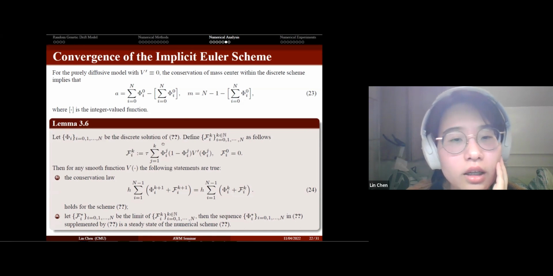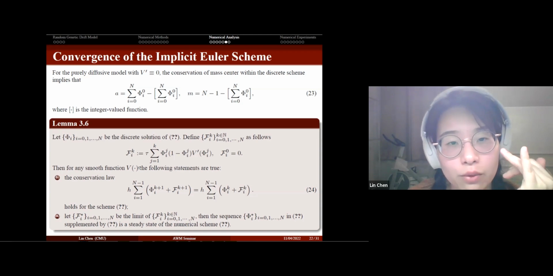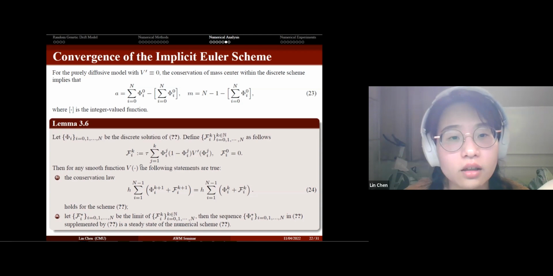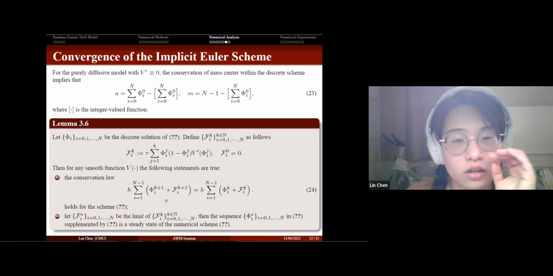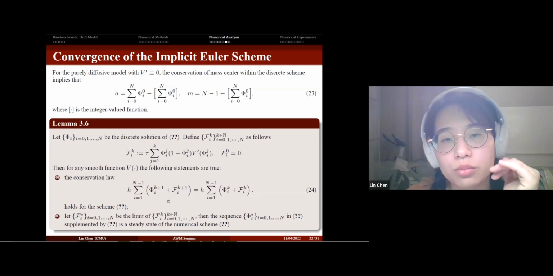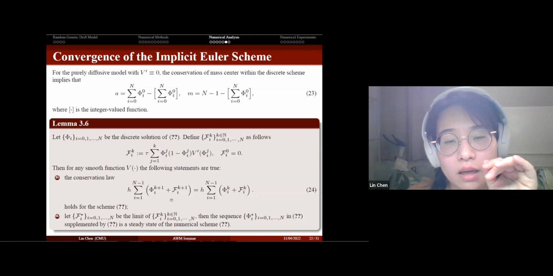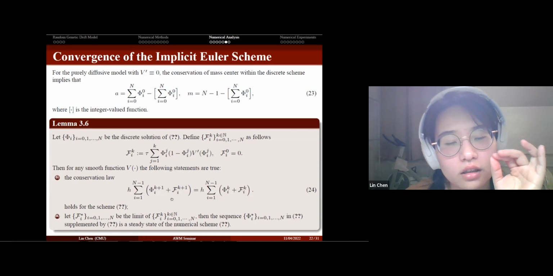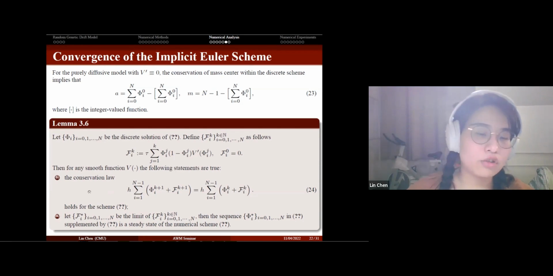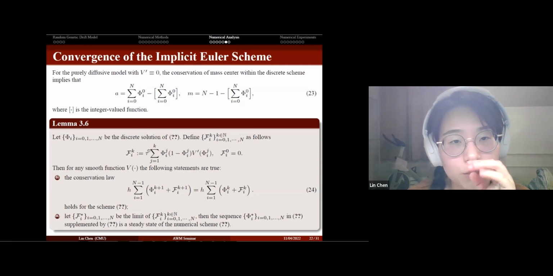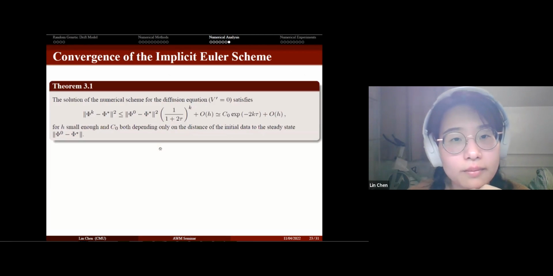However, if v is a general one, which means that v is not decreasing or increasing, then we can only prove that the step function is the steady state of our numeric scheme, but we cannot prove that our numeric scheme has only the step function steady state. And I skip the proof here because it can be found in our paper. And I want to show some simulation later. And then we also prove some convergence of our theory.